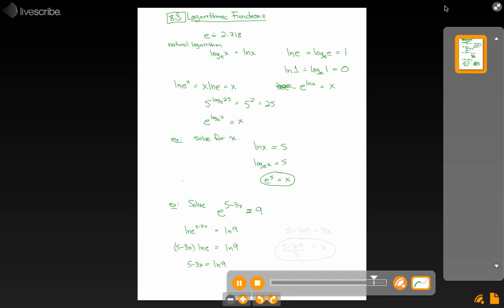Now some people will get excessively confused by that ln of 9 business. It's just a number. So really you could do a little rearranging: 5 minus ln of 9 equals 3x. So x equals (5 minus ln of 9) divided by 3. Again, in exact values, you're done. If somebody asks you to find that to the nearest tenth, you just crunch those numbers on your calculator and figure out what (5 minus ln of 9) divided by 3 is.